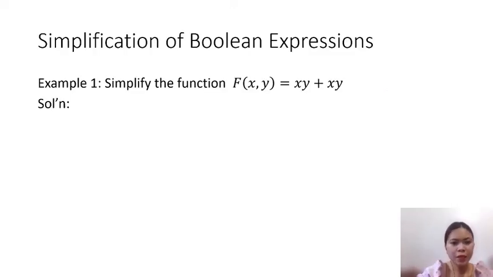Okay, let's proceed to the simplification of Boolean expression. So I have a number of examples here. Let's start with this expression. So let's simplify the function f is equals to x and y or x and y.